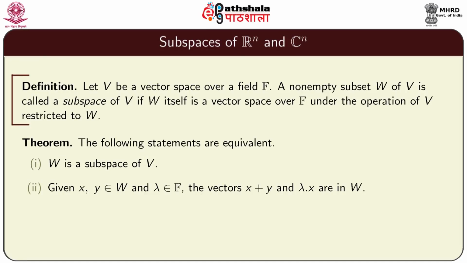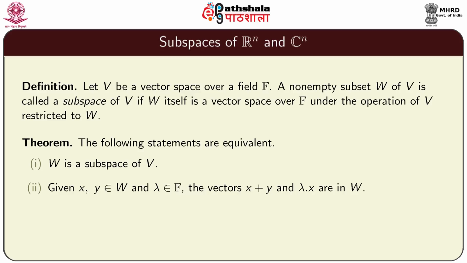Let us now introduce the concept of a subspace of a vector space. Suppose that V is a vector space over a field F and W is a non-empty subset of V. We say that W is a subspace of V if W itself is a vector space over F under the operation of V restricted to W. What does that mean? Recall that V itself is an abelian group with respect to the binary operation plus. So, that means plus is a binary operation which is a map from V cross V to V.